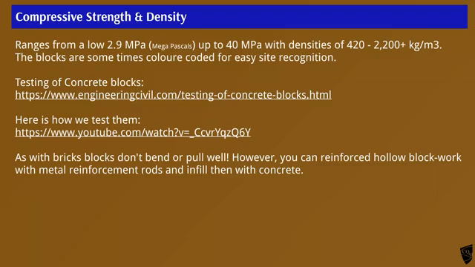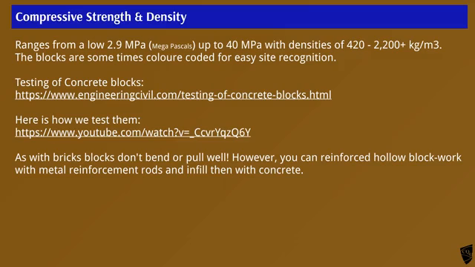Density, very straightforward. The weak ones got about 2.9 megapascals because we use metric systems, and they can go all the way up to 40 or slightly above 40 if you want. They're really, really strong. That's the compressive strength. Their density goes from like 400 to, I've seen some of them up to about 2,800. They are so dense.